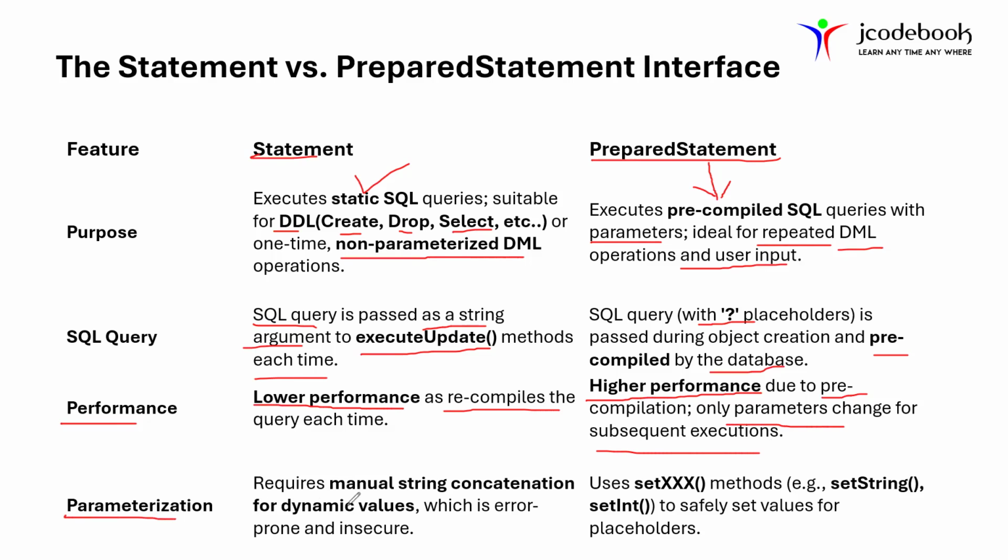In a statement, parameterization requires manual string concatenation for dynamic values. So you have seen the query difference between statement and prepared statement. In a prepared statement, you will use a setXXX method that will be replaced with a particular data type. If your type is a string, you will use setString. If your type is an integer, you will use the setInt method. So guys, I hope you understand the difference between statement and the prepared statement interface, and you will be able to perform all the operations using Java programming code.